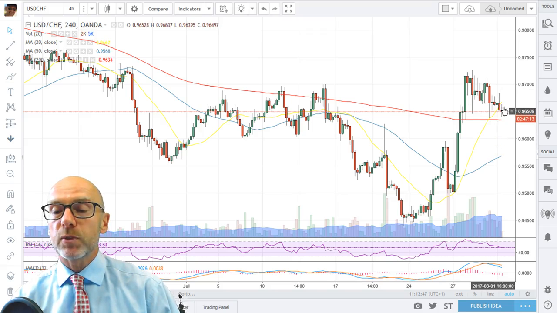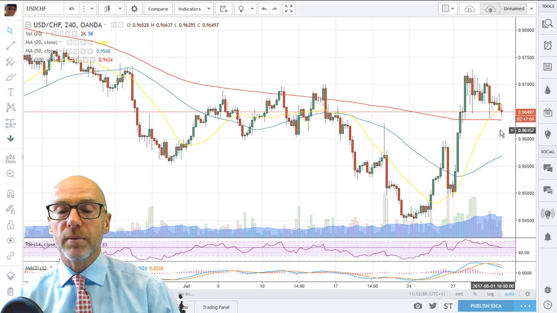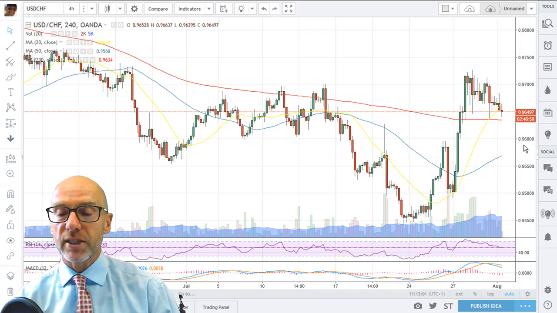We're now back to the support of the 20, perhaps slightly overextended from the 50. Allow that to catch up. At that point, the 200 may be moving around as well, so keep an eye on that.